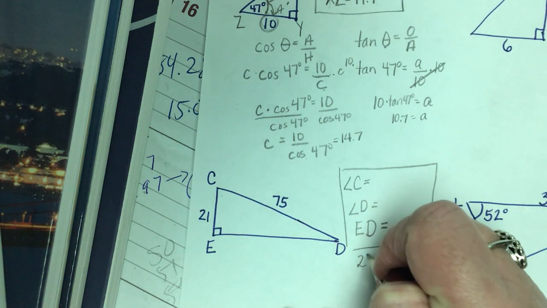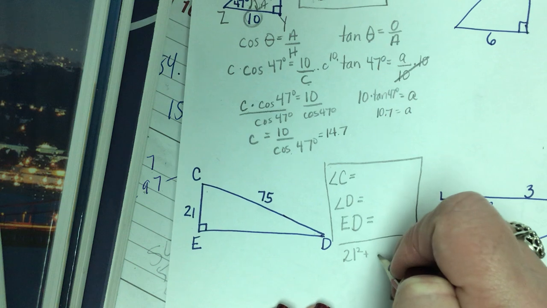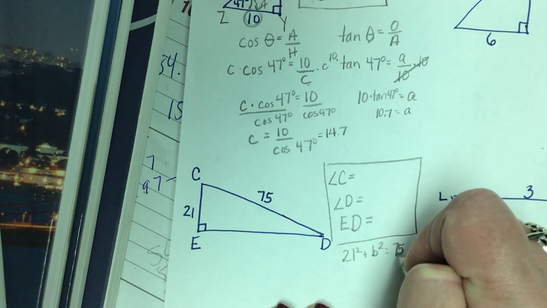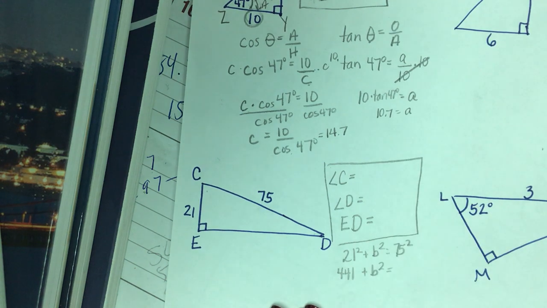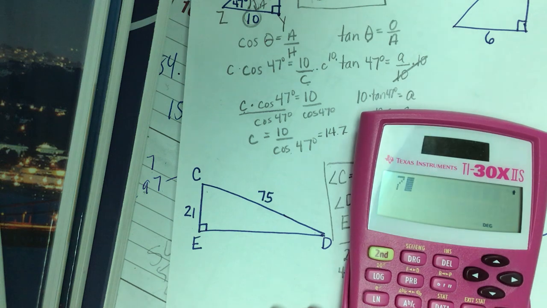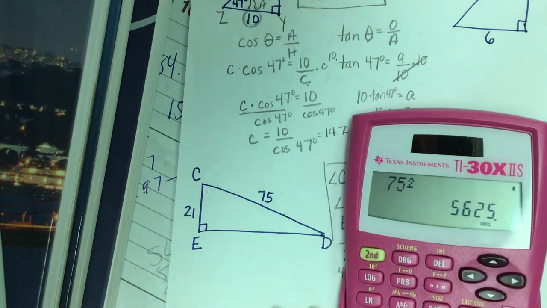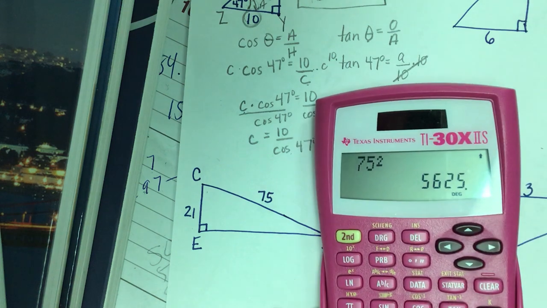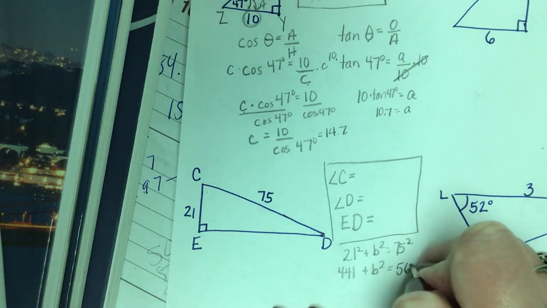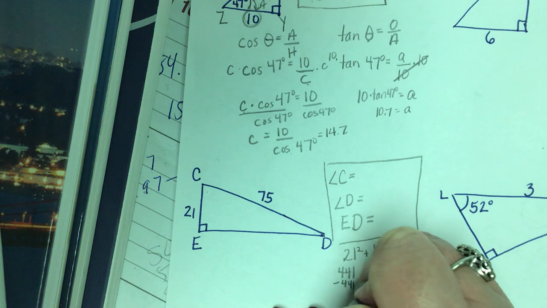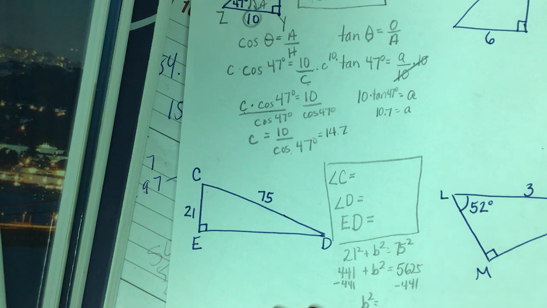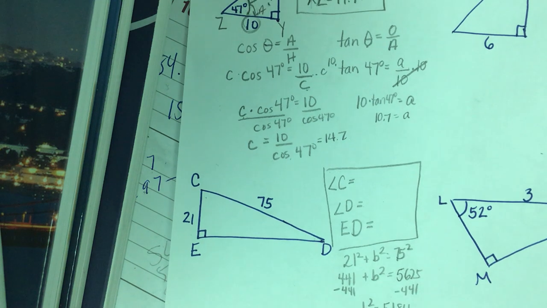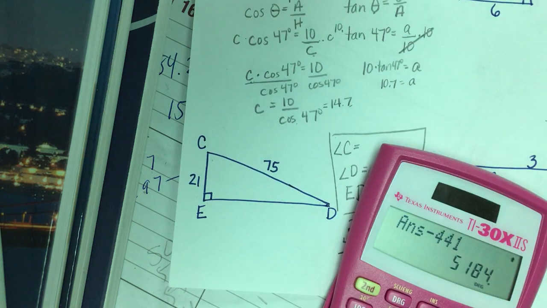So I'm going to do A squared plus B squared equals C squared. 441 plus B squared equals, and I have to grab a calculator for that one, 5,625. Subtract 441. I don't think that's a perfect square, but it could be, so let's check.